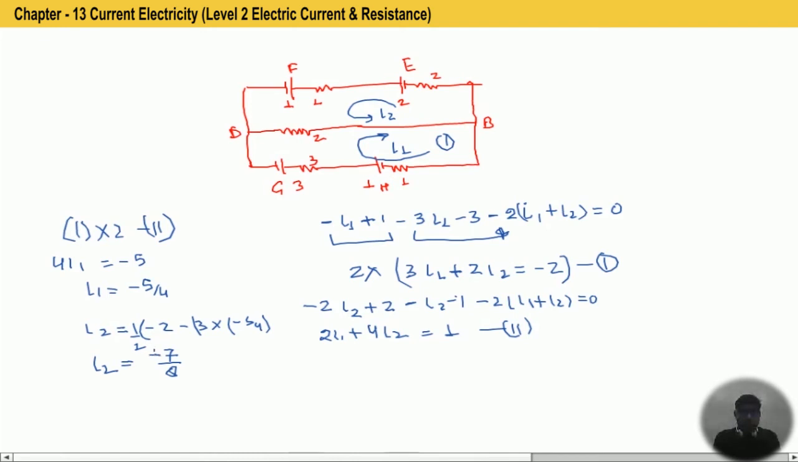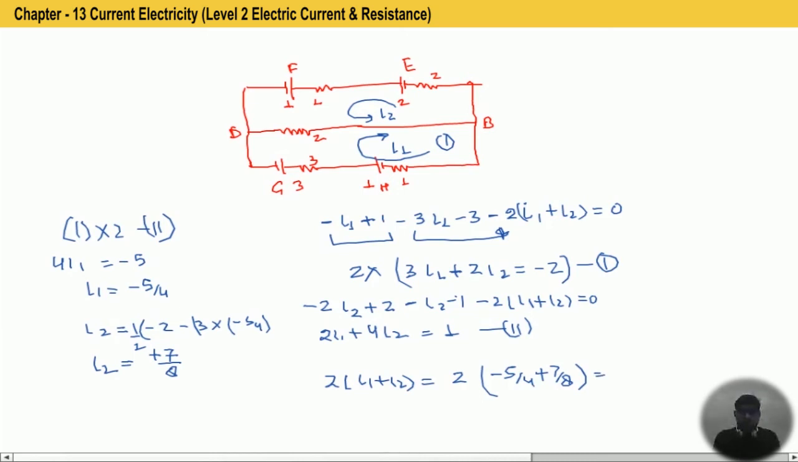Plus 7 by 8. Yeah, plus 7 by 8. So I1 and I2 are known. Now the potential difference across BD is 2I1 plus I2. Okay. So that is 2 into I1, which is minus 5 by 4, and I2 is 7 by 8.